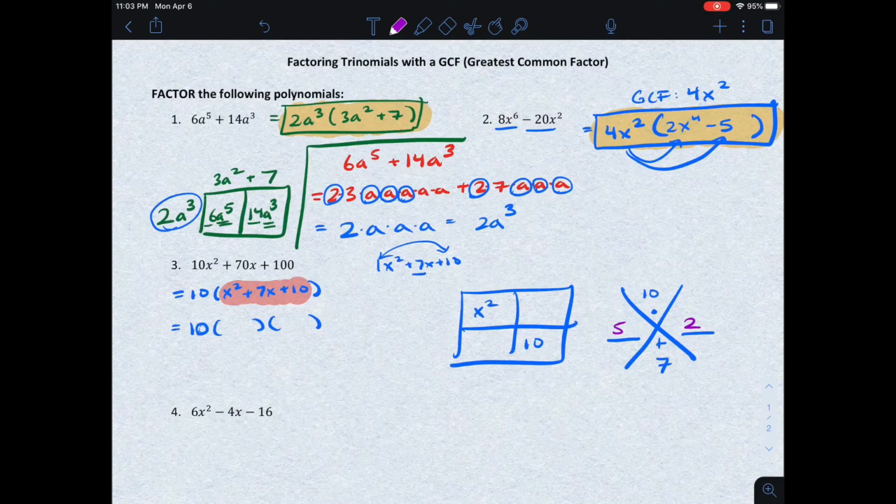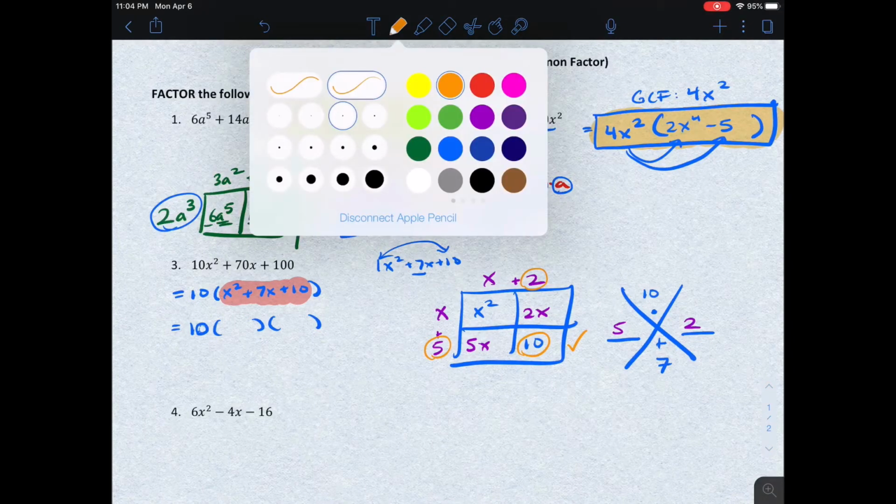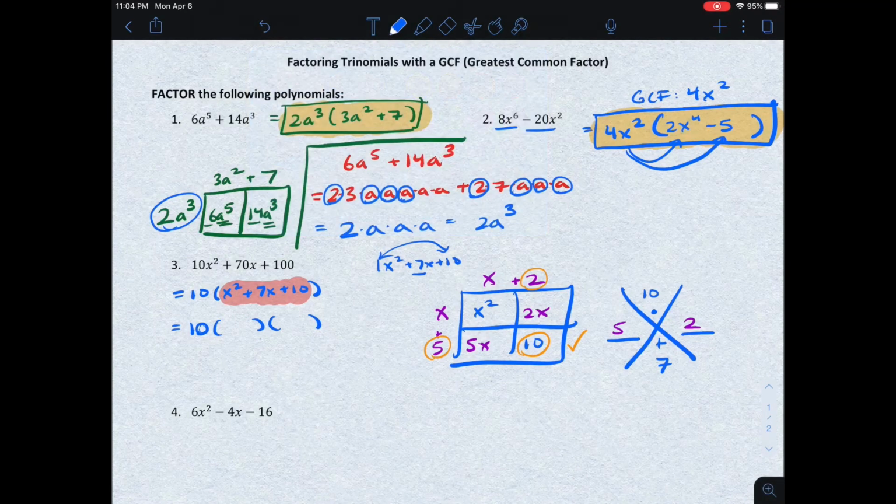From there, I will put 5x in one box, 2x in the other box. And this first box has an area of x squared, so I know it's going to be x times x. And then from there, you can carefully fill out the rest, right? That would be plus 2. This one would be plus 5. And then if you want to do a little check here, if I multiply 5 and 2, I do get 10, and that works out nicely. And so now when I write down my final answer, I'm going to write 10 times the quantity of x plus 5 times x plus 2. And this would be my final answer.